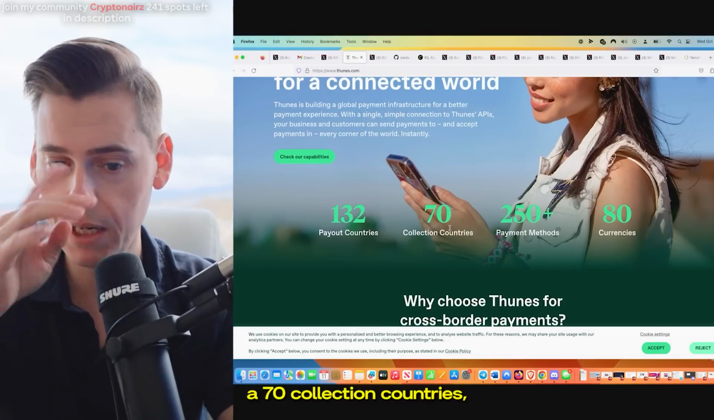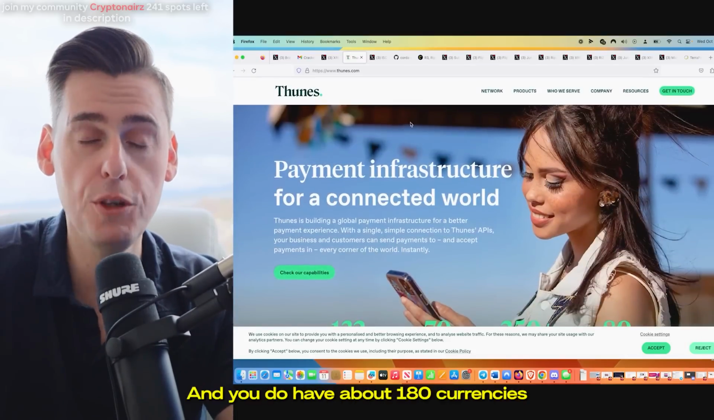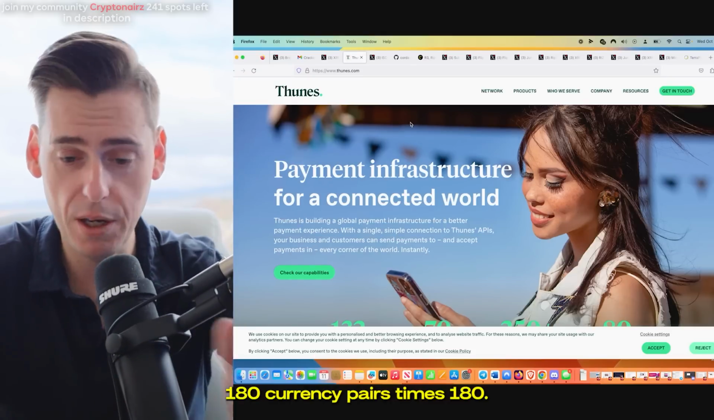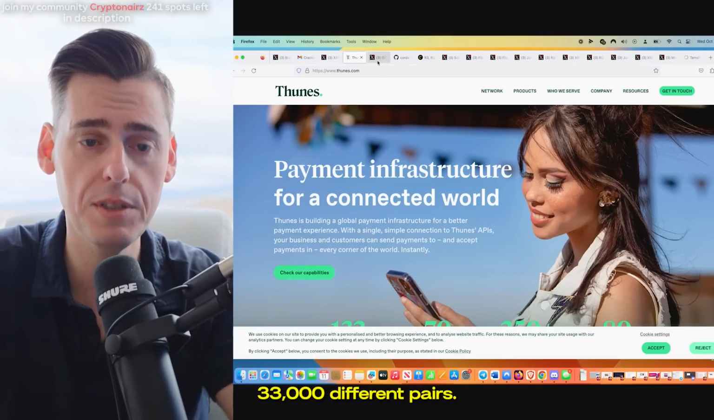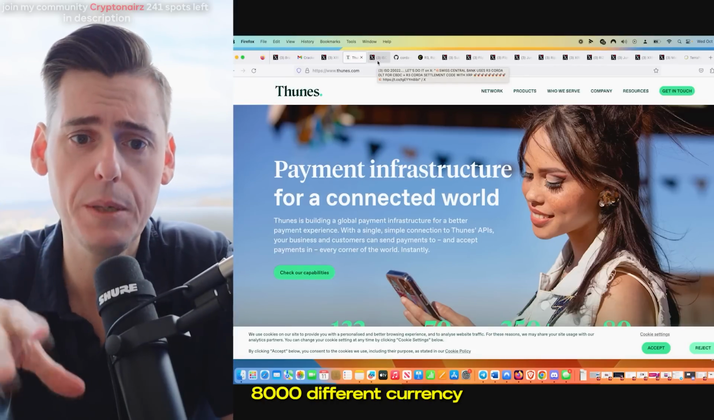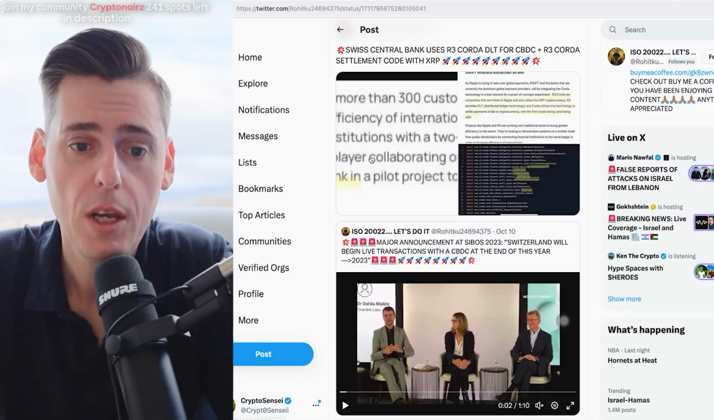132 countries, 70 collection countries, 250 payment methods, and 80 currencies. And you do have about 180 currencies in the world, 180 currency pairs times the 180. You're going to get over 33,000 different pairs. I think the XRP Ledger has over 8,000 different currency pairs, different tokens right now, and that's just going to keep growing over time. All right, here you go.